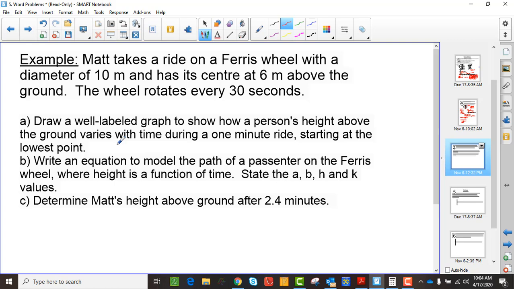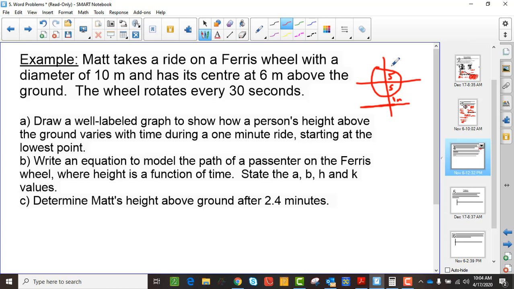So if the diameter is 10, just to point this out, if I draw my Ferris wheel very roughly, if the diameter is 10, then that's 5 and this is 5. If the center is at 6, that means the height above the ground, if this is the ground, is 1. So it's 1 meter, and then 5 and 5.